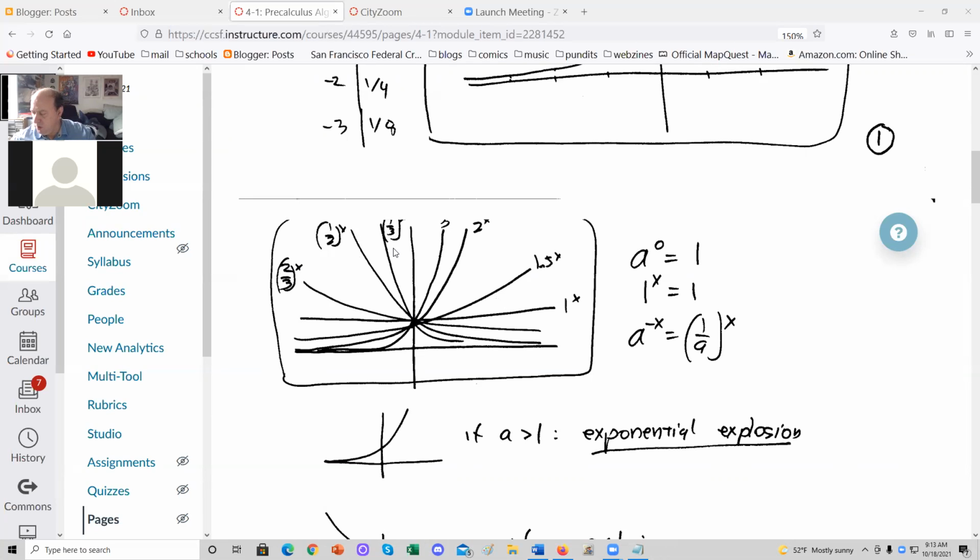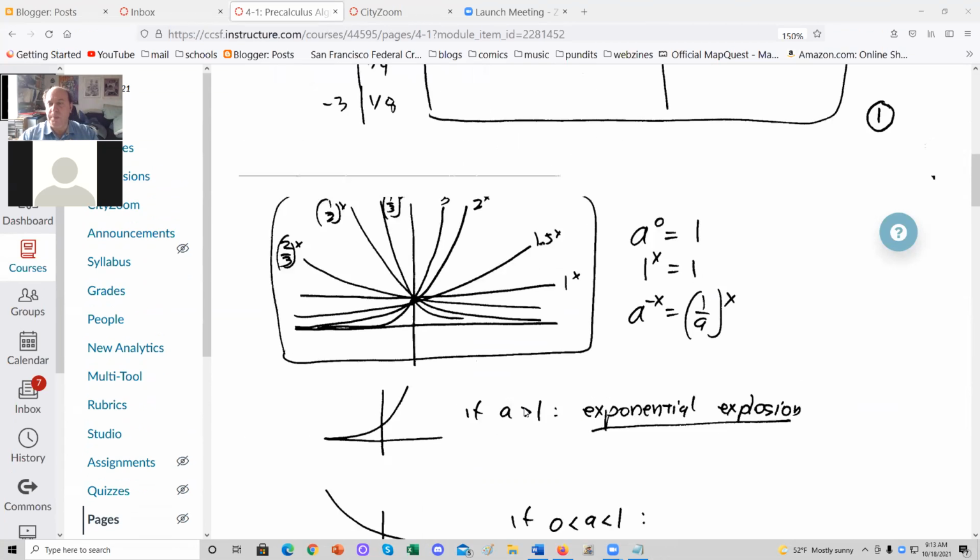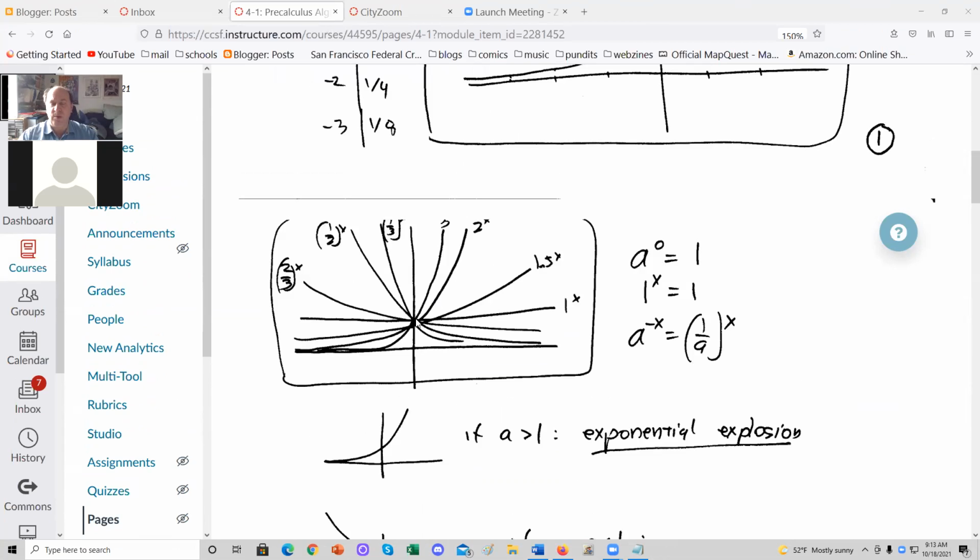Page 2, graphs. If a, the base, is bigger than 1, you get what's called an exponential explosion, starting small and ending very big. If a is between 0 and 1, then you get what's called an exponential decay, starting big and ending small. All these go through the point (0, 1) because a^0 is always 1. 1^x is 1, it's a constant. And a^(-x) is 1 over a^x.